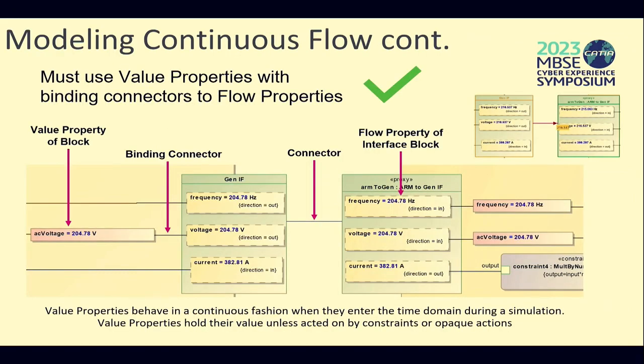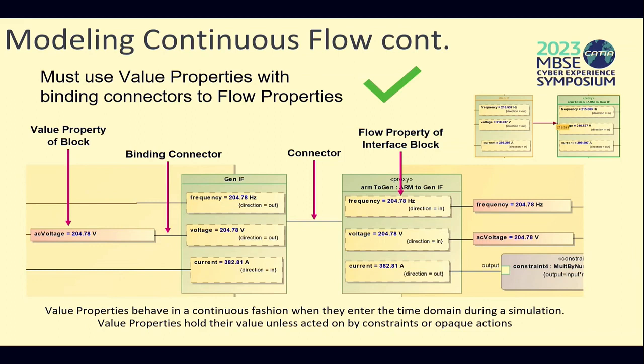So instead of saying that we have voltage on an object flow going from here to here and marking it as continuous, what we can do is use a value property. This is the actual way you can model continuous flow in a parametric, and it's essentially by having a value property that has a binding connector to a flow property. The names of those will match, but in this case there's an interface block that types the proxy ports, and those interface blocks have flow properties. So what you do is use a binding connector between the value properties and the flow properties.